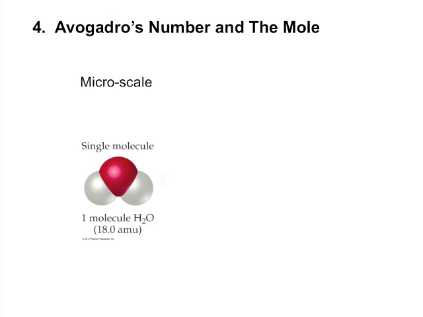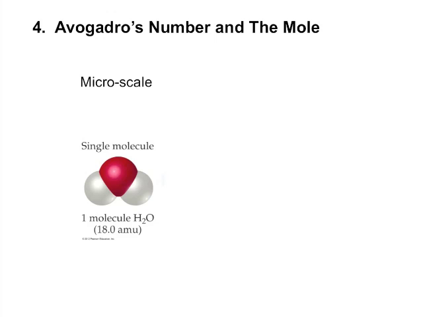So for example, if we look at a single molecule of water, it consists of two hydrogen atoms and an oxygen atom. And so the mass of our molecule in atomic mass units would be 1 for each hydrogen and 16 for the oxygen, for roughly 18 atomic mass units.